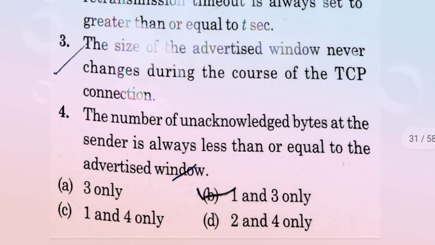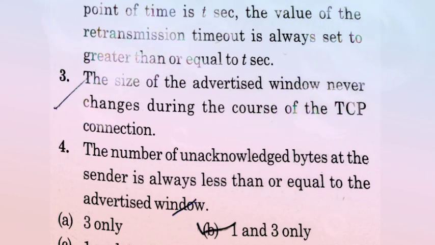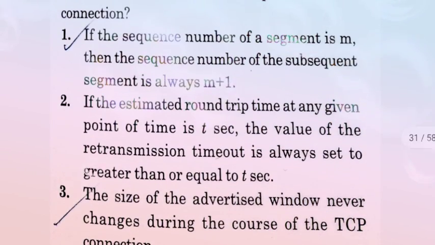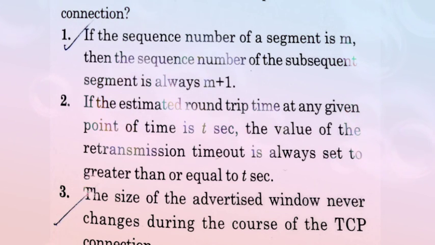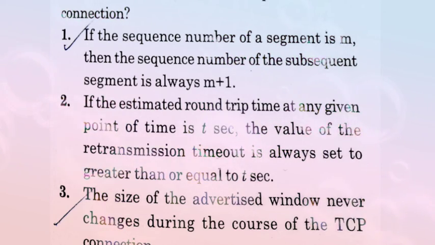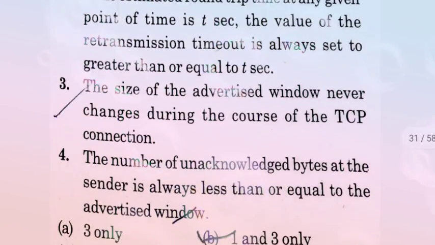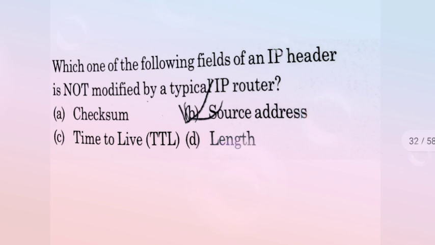So the correct answer is option B, first and third only. The correct statements are that the number of an acknowledged byte at the sender is always less than or equal to the advertised window. And if the estimated round trip time at any given point of time is t seconds, the value of the retransmit timeout is always set to be greater than or equal to t seconds. Okay, so these are the correct answers. Now come to the next question.